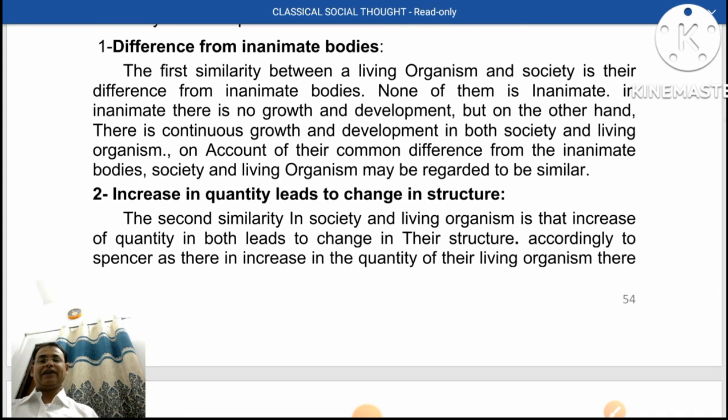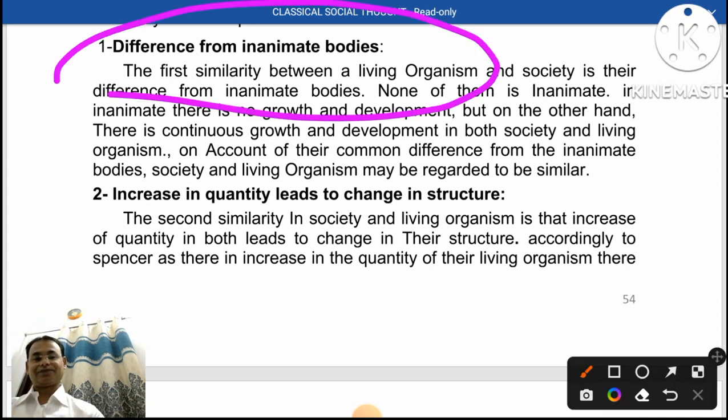The first similarity between a living organism and society is their difference from inanimate bodies. None of them is inanimate. In inanimate bodies, there is no growth and development, but on the other hand, there is continuous growth and development in both society and living organism. On account of their common difference from the inanimate bodies, society and living organism may be regarded as similar.